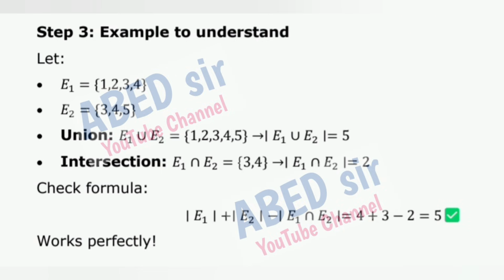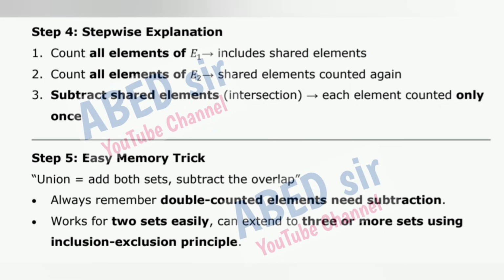Step 3. Example to understand. Let E1 is equal to {1, 2, 3, 4}. E2 is equal to {3, 4, 5}. Union E1 ∪ E2 is equal to {1, 2, 3, 4, 5}. |E1 ∪ E2| is equal to 5. Intersection E1 ∩ E2 is equal to {3, 4}. |E1 ∩ E2| is equal to 2. Check formula. |E1| plus |E2| minus |E1 ∩ E2| is equal to 4 plus 3 minus 2 is equal to 5. Works perfectly.